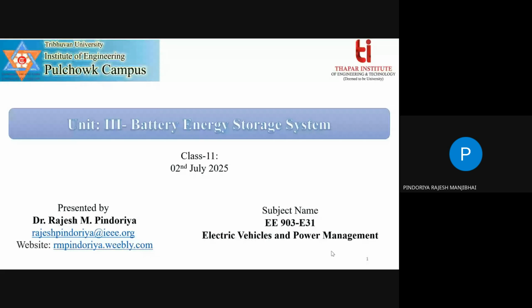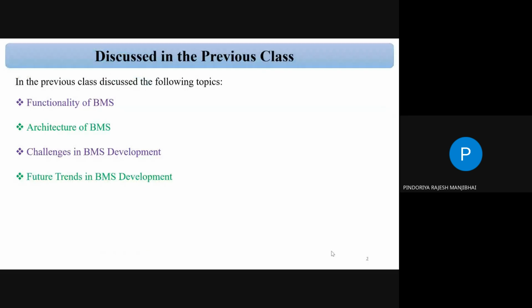So today is the 11th class, 2nd July, and unit number 3, that is the battery energy storage system. In the previous class we discussed the functionality of the BMS, that is the battery management system, the architecture of the BMS, challenges in the BMS, and future trends in BMS development. Is there any confusion, any query related to BMS?